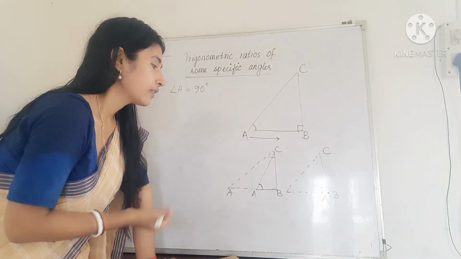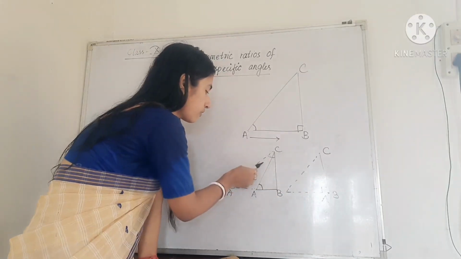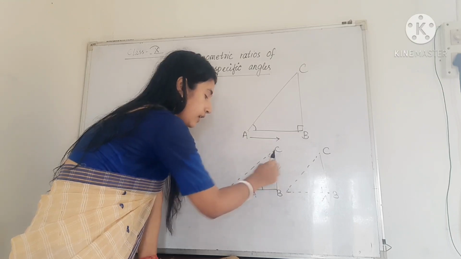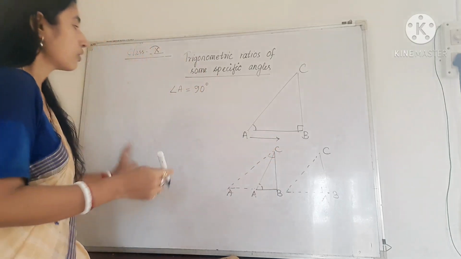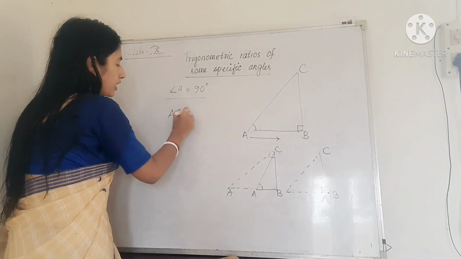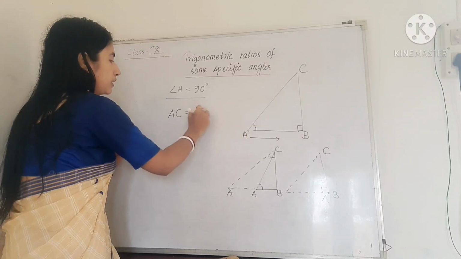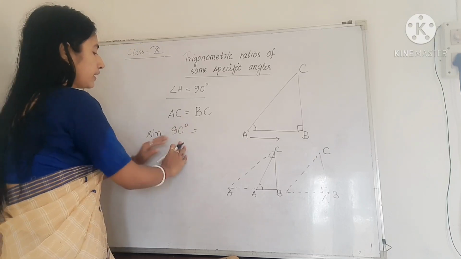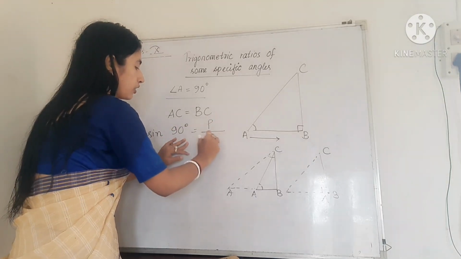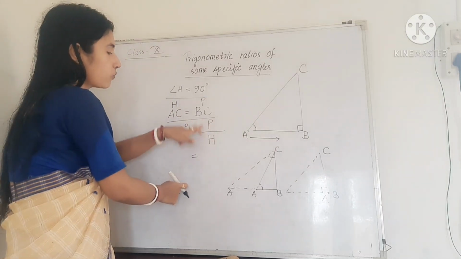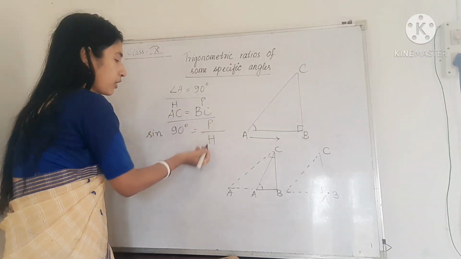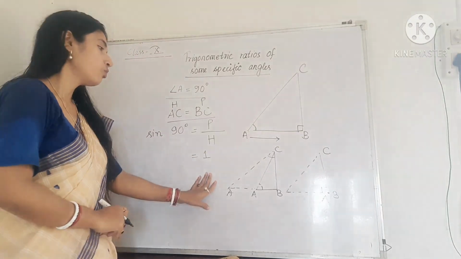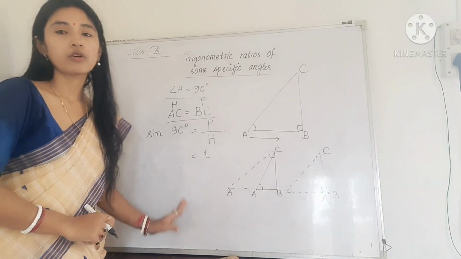Now our hypotenuse, that is AC, becomes closer to BC, that means AC will be equal to BC. So here we are getting the hypotenuse equal to the perpendicular, that is BC. So you can easily find sine 90 degree. Sine 90 degree will be perpendicular by hypotenuse. They become equal, so the ratio will be 1, that means 1 by 1 is 1. Like this you can find cosec 90 degree, that will also be equal to 1. You can find tan 90 degree, you can find cos 90 degree.